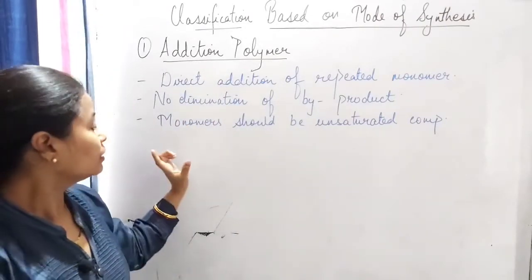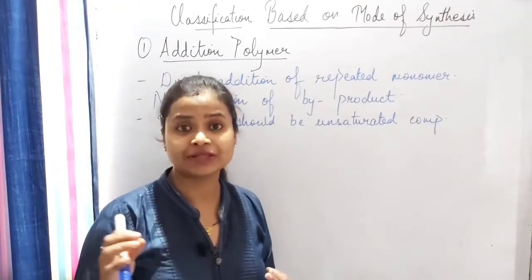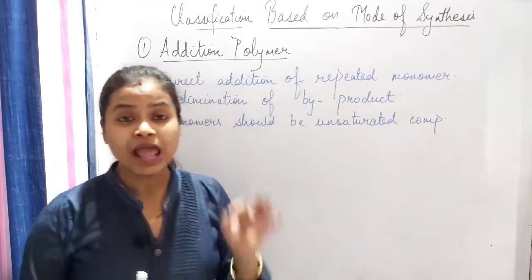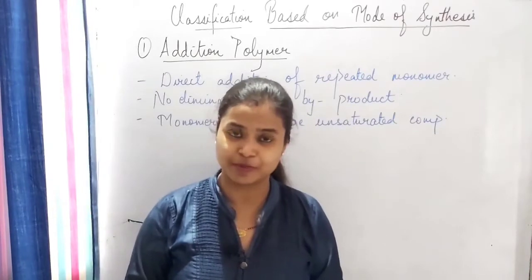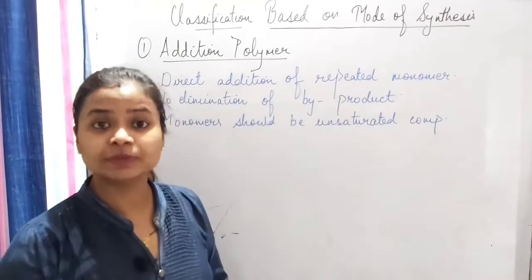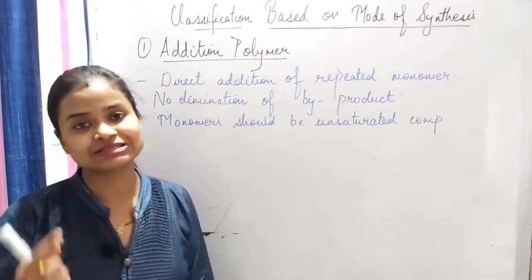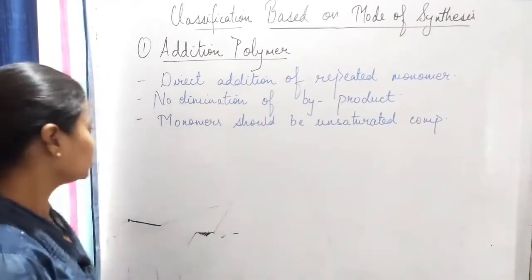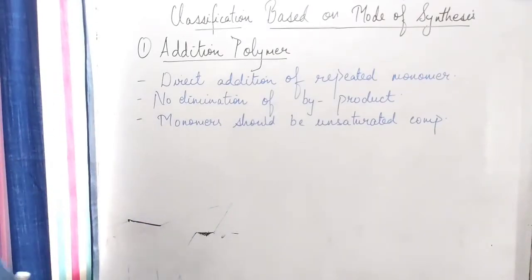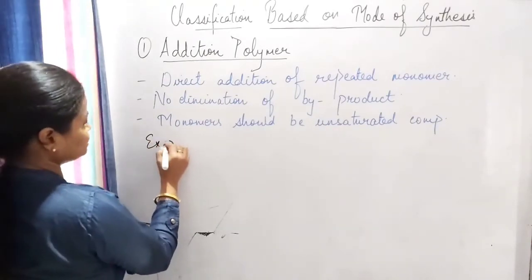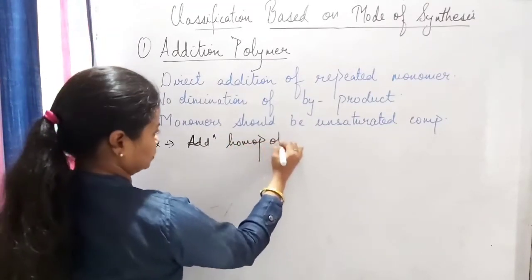Okay. Then a very important point, the monomers or the monomeric unit should be unsaturated compound. If you remember, addition reactions are the characteristic reactions of unsaturated compound. So, addition reactions will be given by those monomers only which are unsaturated compound, that is they have double or triple bond. Okay. Now, let me give you some examples for that. Now see, first example I am giving you for addition homopolymers, okay.